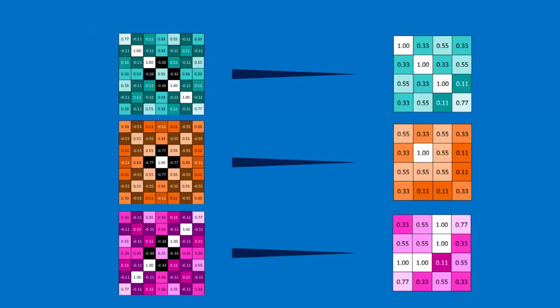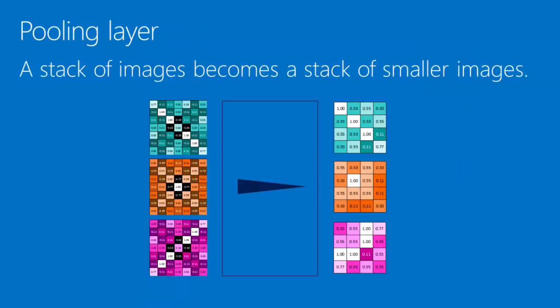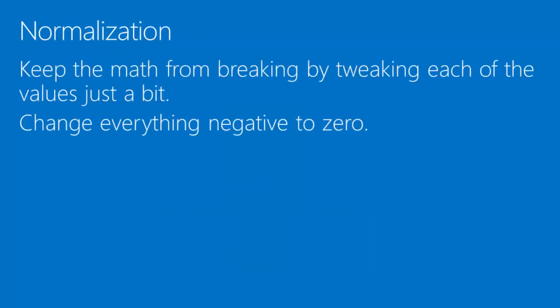So we do max pooling with all of our stack of filtered images and get, in every case, a smaller set of filtered images. Now, that's our second trick. Third trick, normalization. This is just a step to keep the math from blowing up and keep it from going to zero.